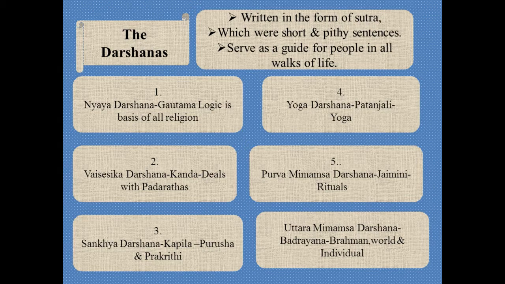Fifth one, Purva Mimamsa Darshana. It was composed by the sage Jaimini, and this is all about rituals. You understand? This is all about rituals. Next one, Uttara Mimamsa. Uttara Mimamsa Darshana was composed by Badarayana. It's more of the philosophical part, which deals with Brahman, the world, and the individual. This is all about the Darshanas.